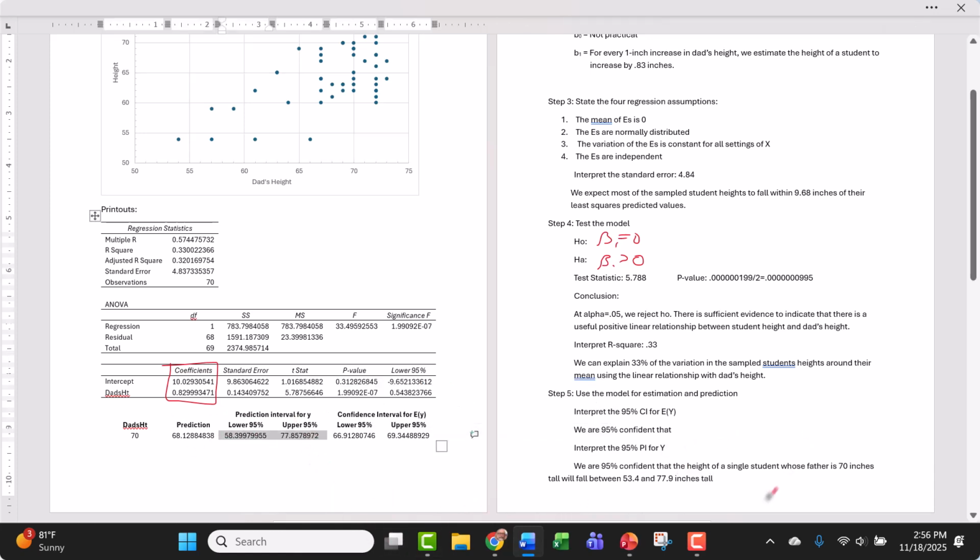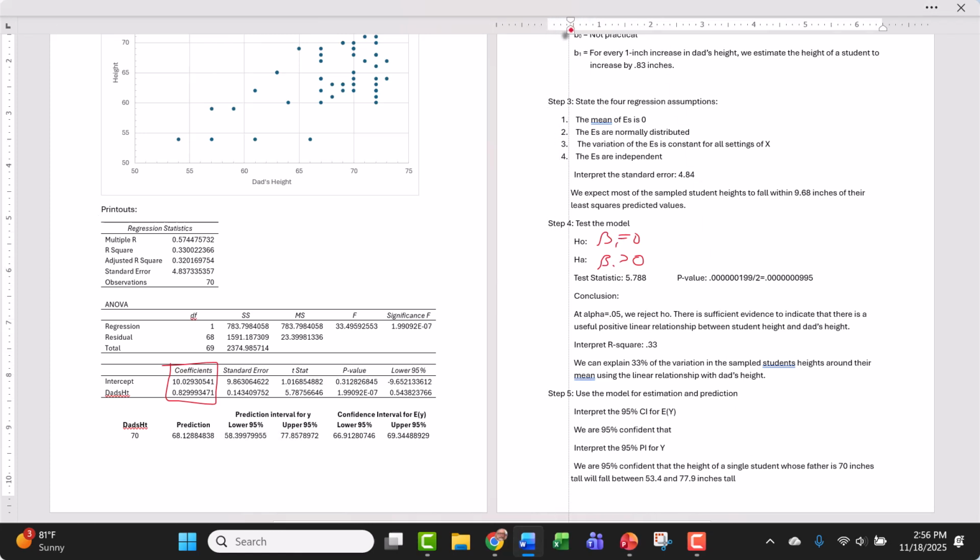The prediction interval for Y. That's how tall I'm predicting my individual height, the student's height will be between 53.4, that's what, 4 foot 5 inches, and almost 6 foot 5 inches. It's a really wide interval.